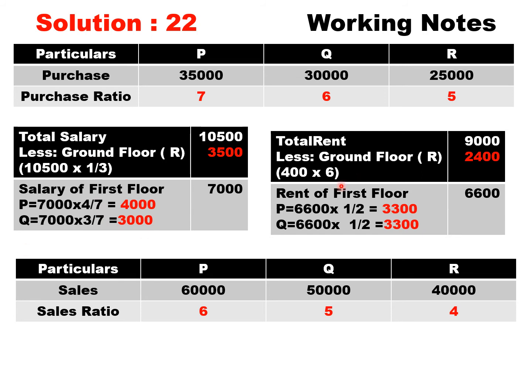Come back to rent, students. Total rent is 9,000. Deduct rent of R given in adjustment number 4: 400 into 6 is 2,400. So you get remaining 6,600 that you distribute equally, 3,300 and 3,300. Therefore, rent of R is 2,400, rent of P 3,300, Q also 3,300.